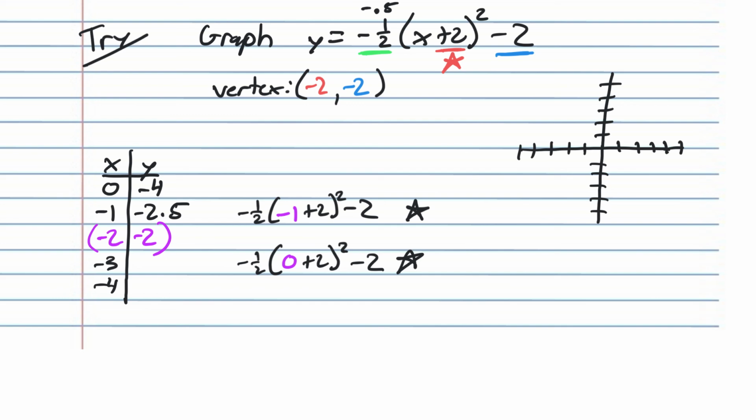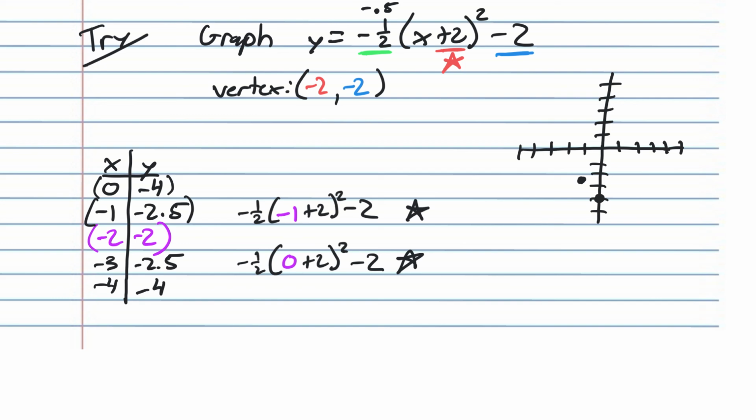Okay, and it has to be symmetrical. So this one has to be -2.5 as well. And this one has to be -4. All right, plot the points, and then we're done. Okay, so 0, -4 would be here. -1, -2.5. So that's left 1, down 2.5. So kind of about here.